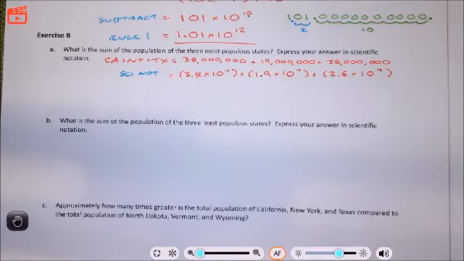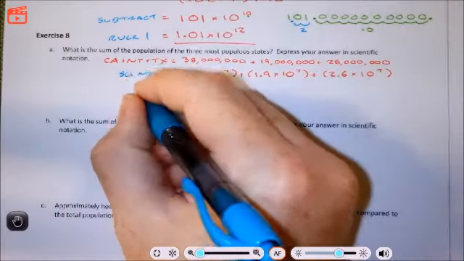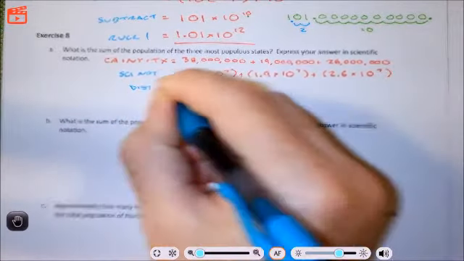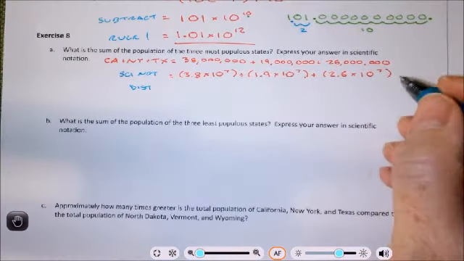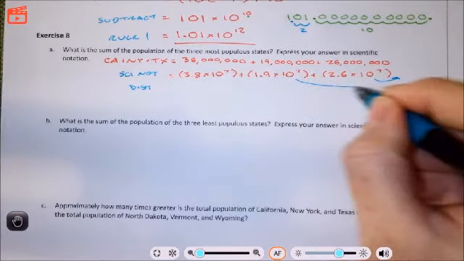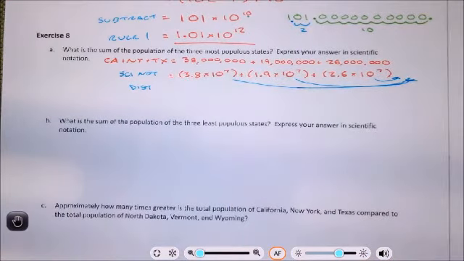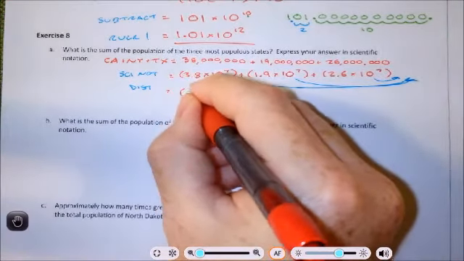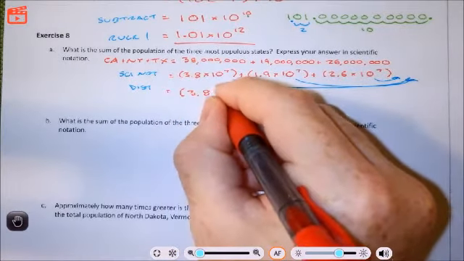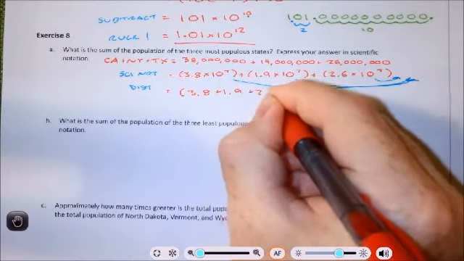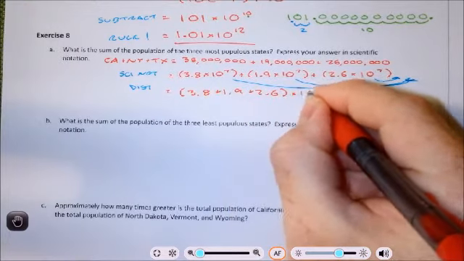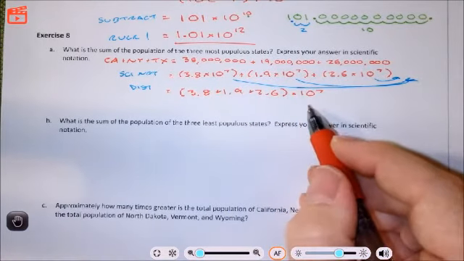Next thing you need to do, you should have followed the same pattern we did after you follow the scientific notation rules. You need to do the distributive property, just like exercise 7a, where you take 10 to the 7th out of all 3 sections. So you just get the numbers, 3.8 plus 1.9 plus 2.6, and the 10 to the 7th is distributed out of them.